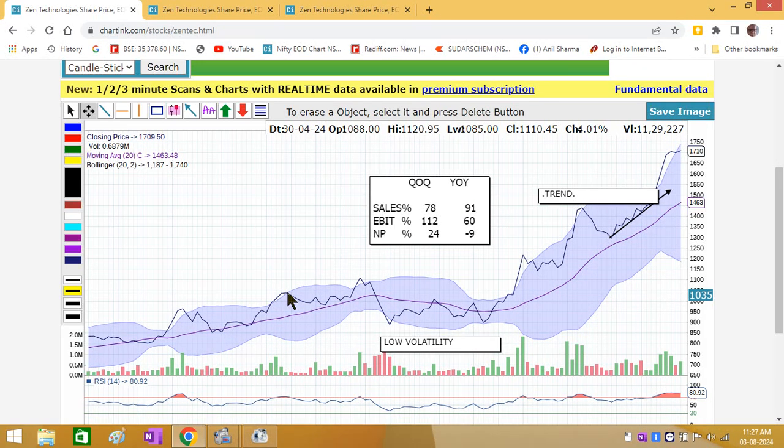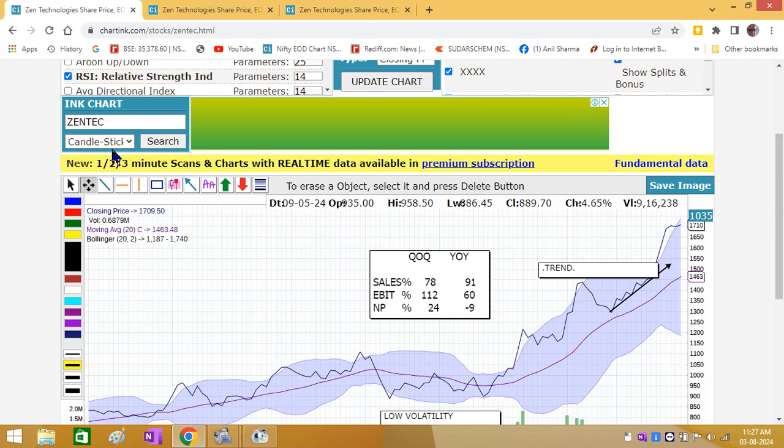Okay, now today what we are going to talk about is Zen Technology. Very recently, just about 10 days back, it has declared its numbers for Q1 2025. Friends, if you see here, quarter to quarter and year to year sales growth, EBIT growth and net profit margin growth. The sales growth on QOQ and YOY was 78 and 91%. EBIT margin was 112, that's fantastic, and 60%. Net profit was 24 and minus 9%.